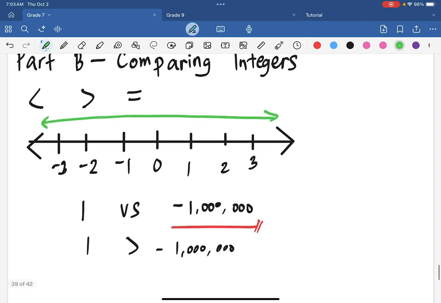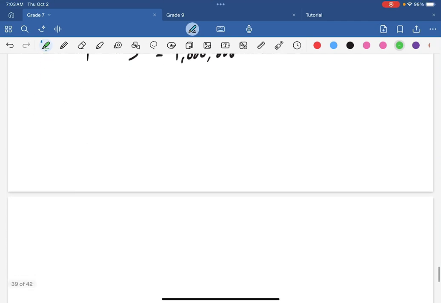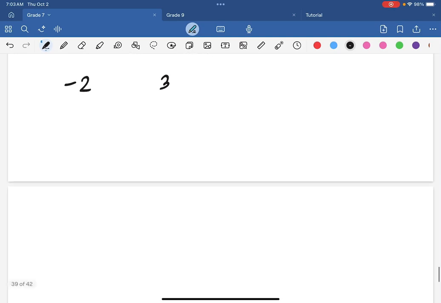So let's have our next example here. If you are to compare -2 and 3, what do you think is the symbol we're going to use? Greater than, less than, or equal? Again, based on the number line, all positive numbers will always be greater than negative ones. So based on this, -2 is less than 3.